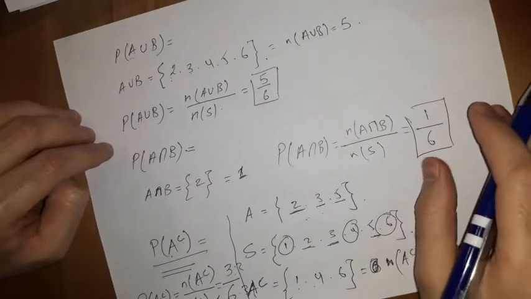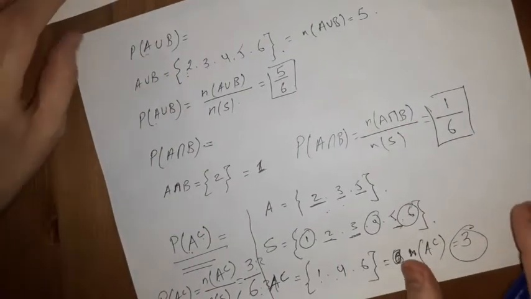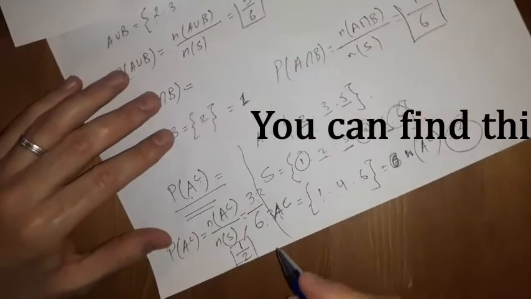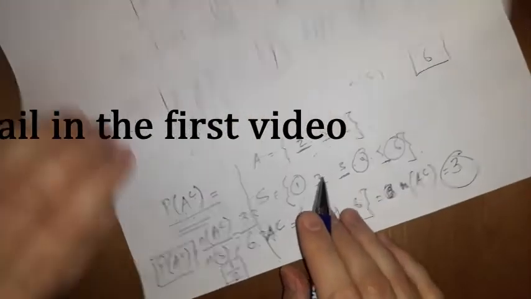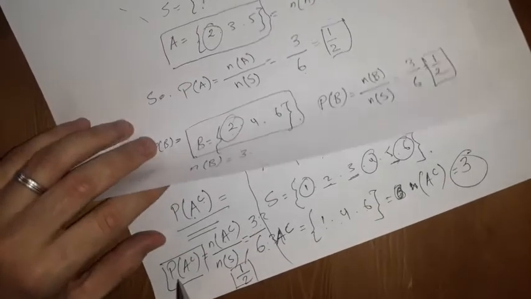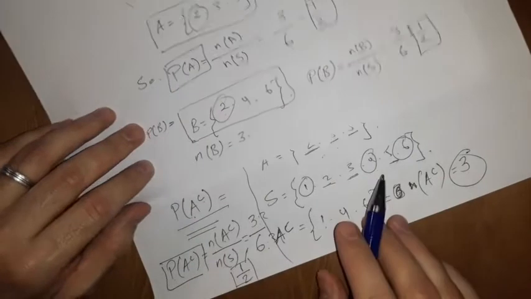Complement of an event. I don't know if you guys notice in this example about the complement of an event A and the probability of the complement of A and the probability of A. So let's check together.